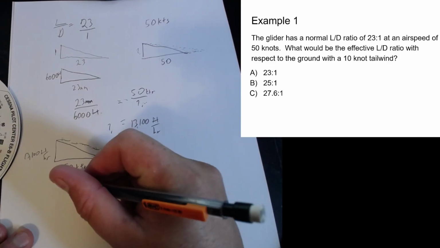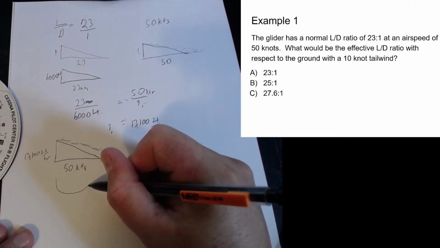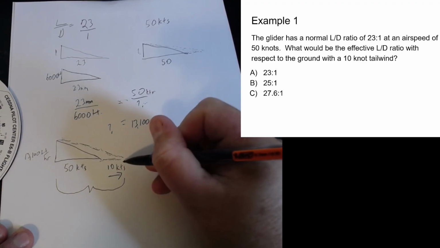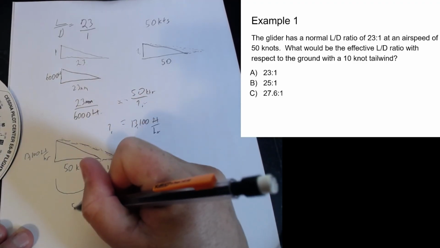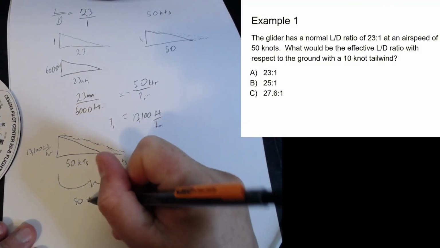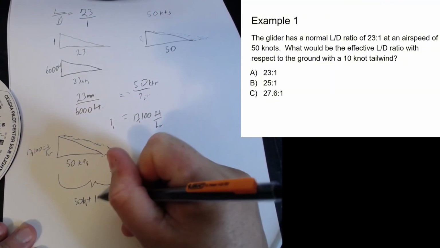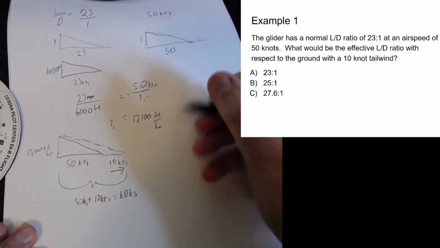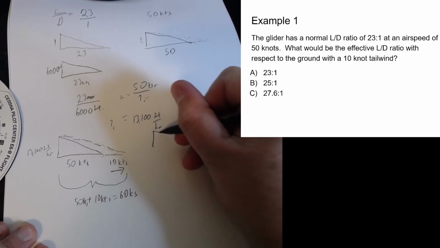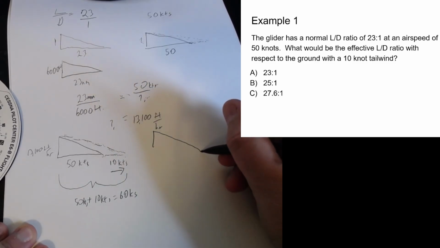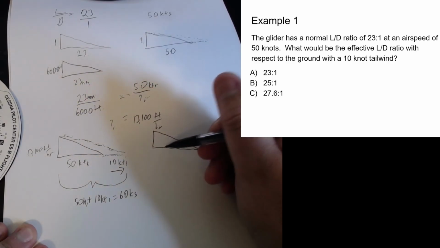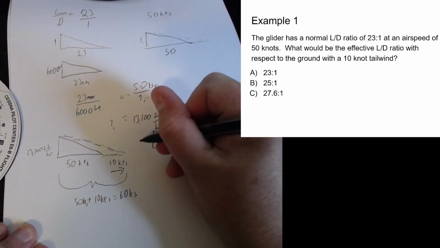So the thing we have to realize here is we're doing it over this entire length now. 50 knots plus 10 knots equals 60 knots, obviously. And then we need to find the effective L over D. What is that effective L over D? Well, we always do it over 6,000, right?